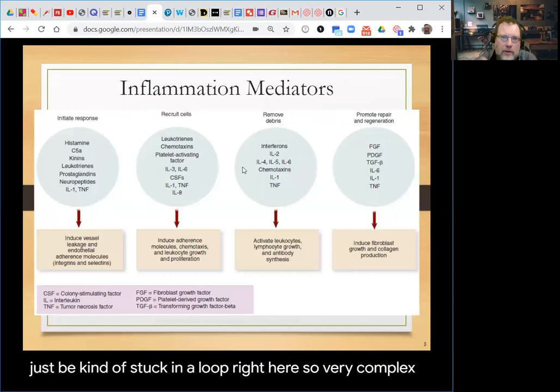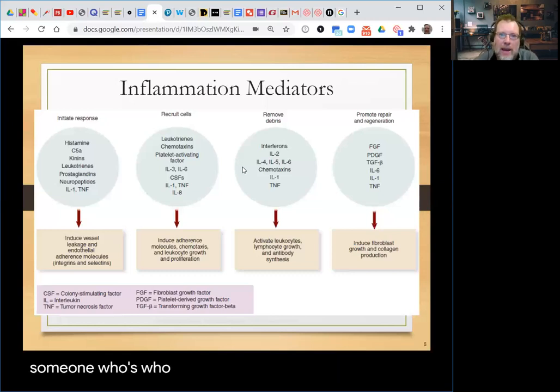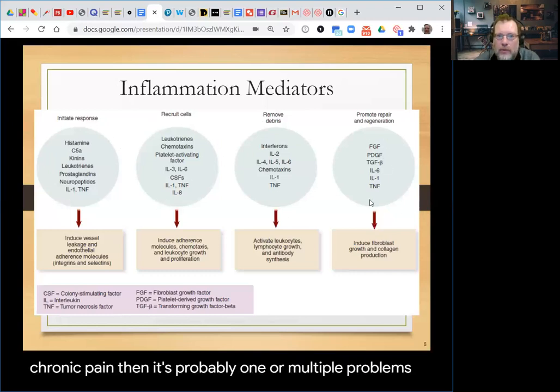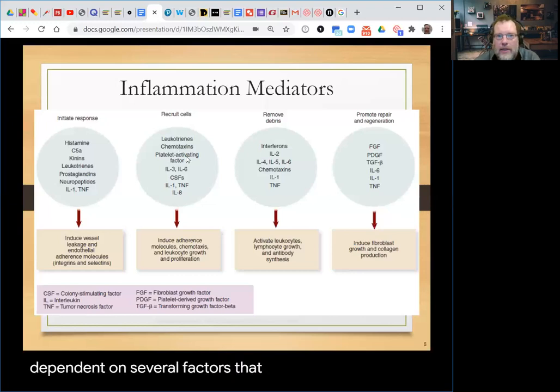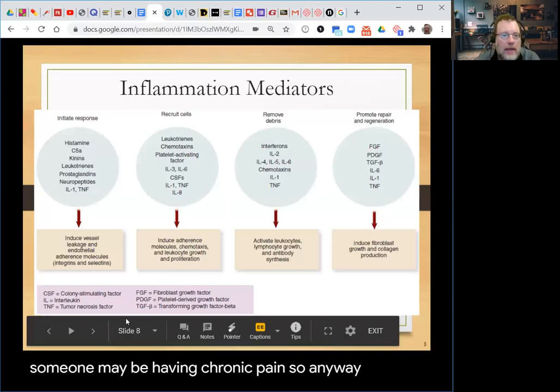Very complex inflammation, and just throwing pain medication at someone who has pain isn't getting to the bottom of why they have the pain. Pain is due to inflammation. These are all the factors, and there are more, but these are the main players of inflammation. So if something's wrong with chronic inflammation and chronic pain, then it's probably one or multiple problems with any of these particular molecules. But the complexity, the ability to test for these is oftentimes dependent on several factors that not every patient is able to get what they need. Not every doctor is able to provide the patient with what they need in regards to testing and coming up with conclusions as to why someone may be having chronic pain. So anyway, you can see that it's complicated.